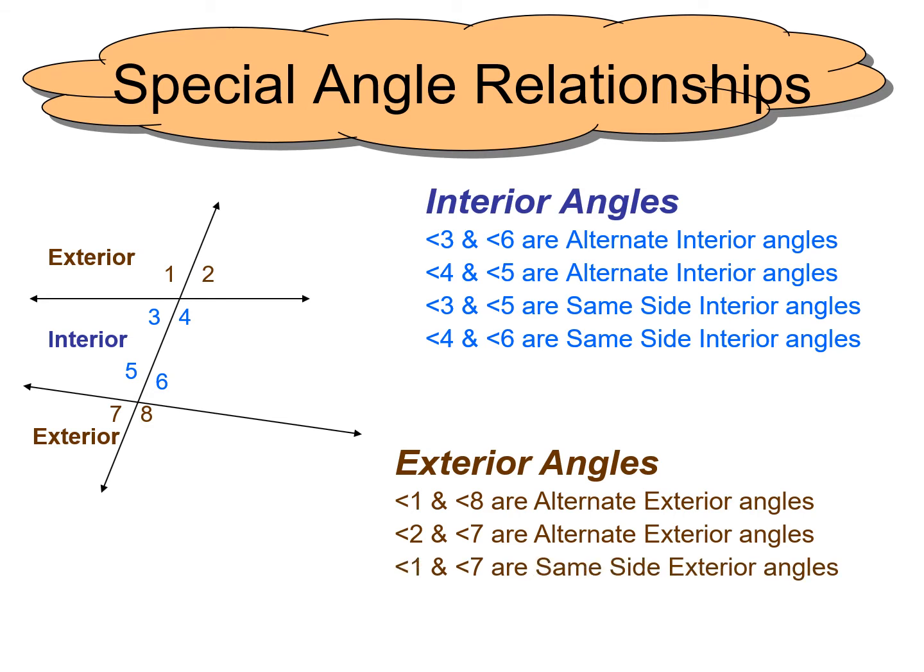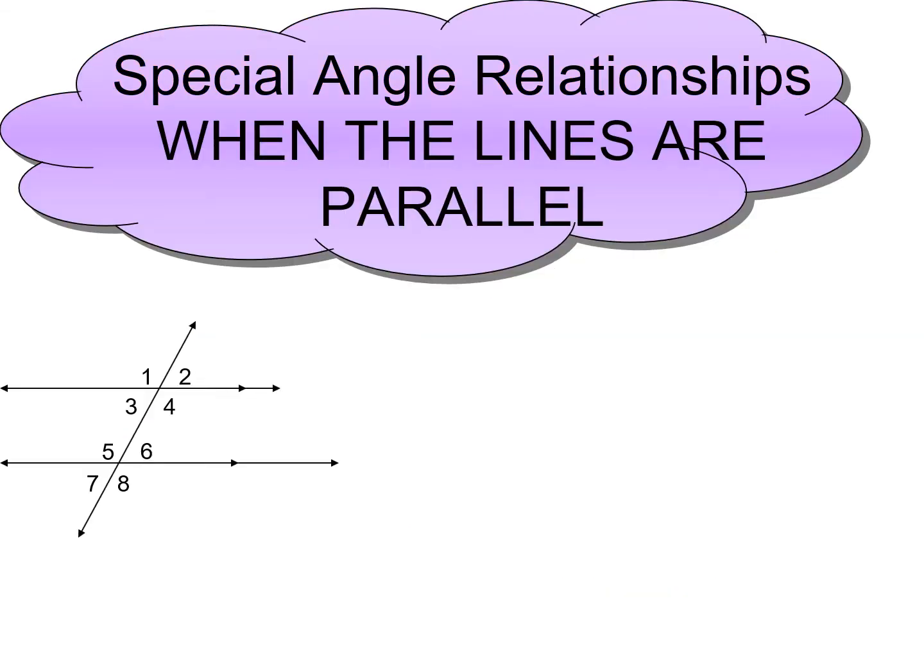Angle 7 and angle 1 are same side exterior angles. Angle 2 and angle 8 are also same side exterior angles. Now, we also have another part wherein the lines are parallel.